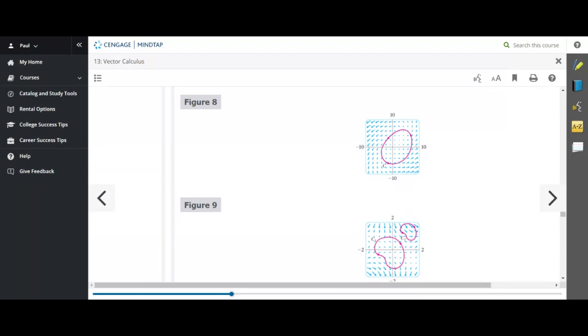What about the second quadrant? Are the vectors helping the particle move along the path in the second quadrant?